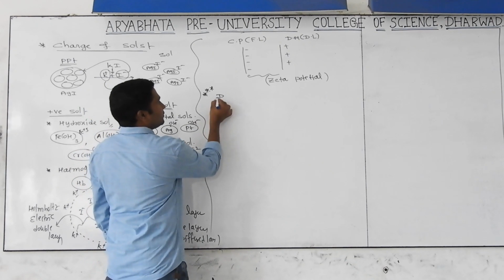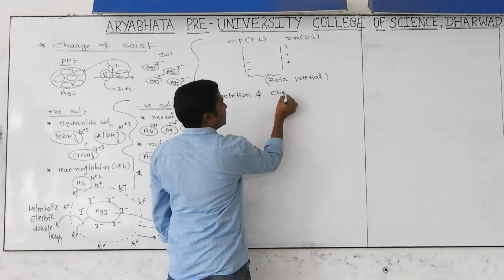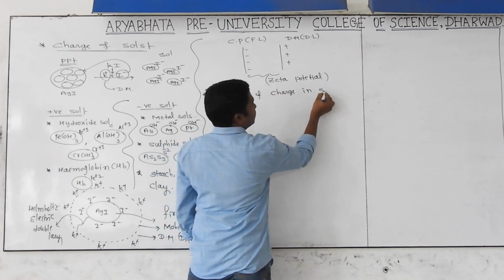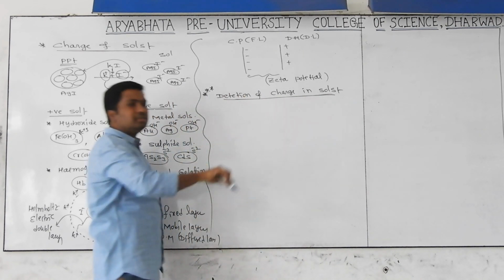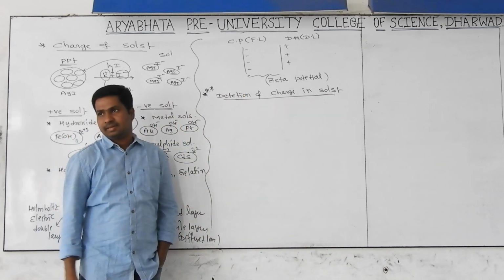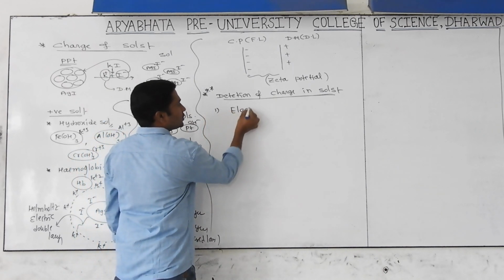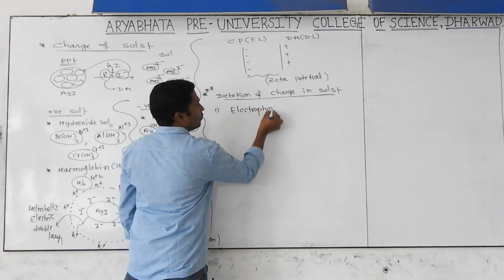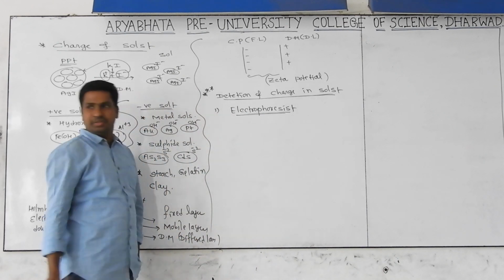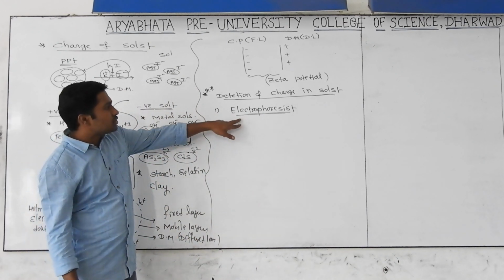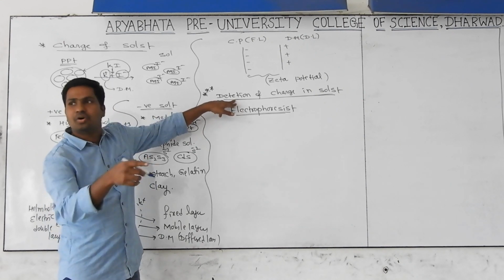Detection of charge in sols. If you want to identify the charge on sols, we have some techniques. Under this, the first technique is electrophoresis. What is this technique? I will write, you can note the topic, you see carefully. Electrophoresis is one of the techniques for detection of charge on a sol, whether it is positively charged or negatively charged.